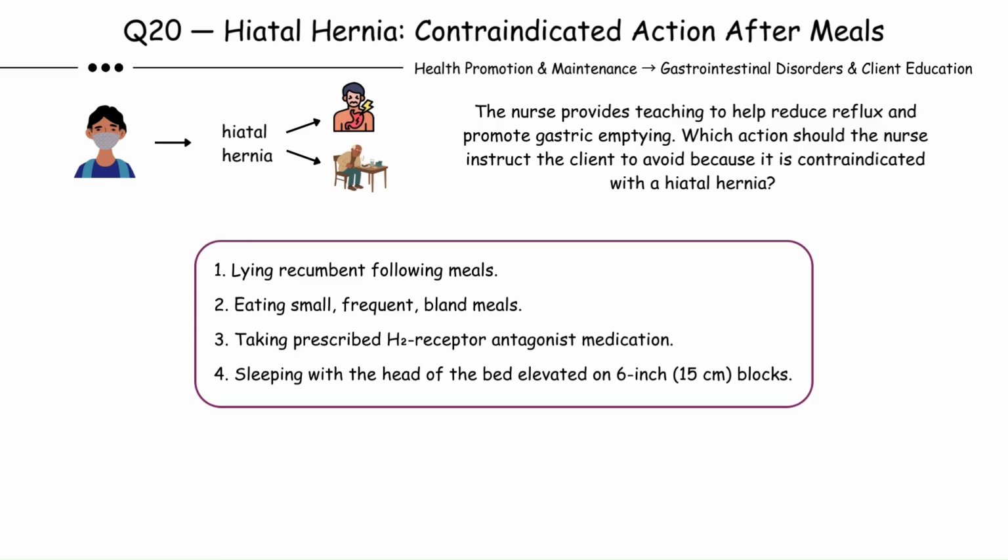Option 1. Lying recumbent following meals. Option 2. Eating small, frequent, bland meals. Option 3. Taking prescribed H2 receptor antagonist medication. Option 4. Sleeping with the head of the bed elevated on 6-inch blocks. Take a few seconds and think through which behavior makes reflux worse.